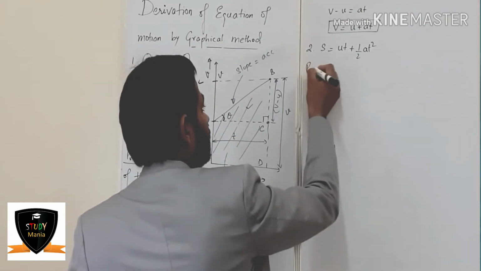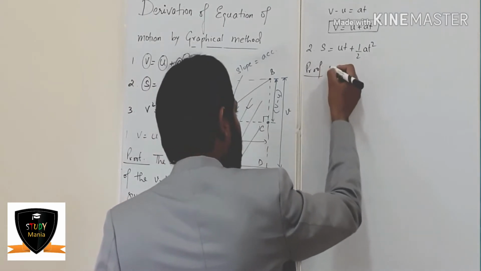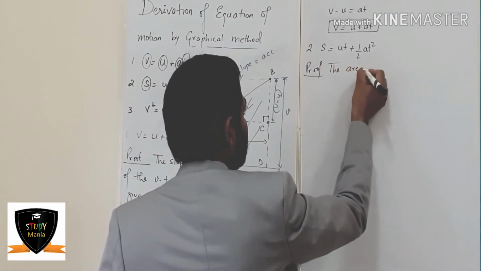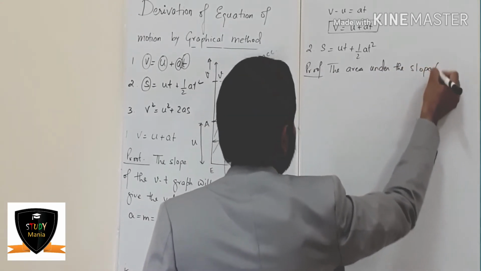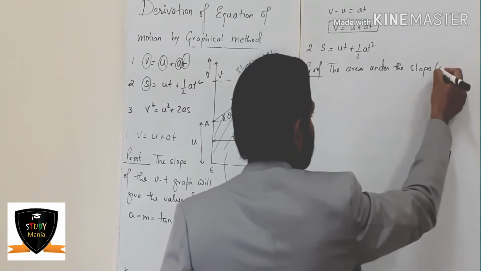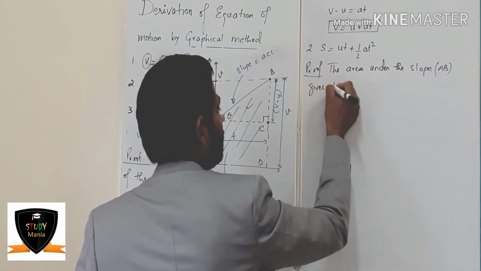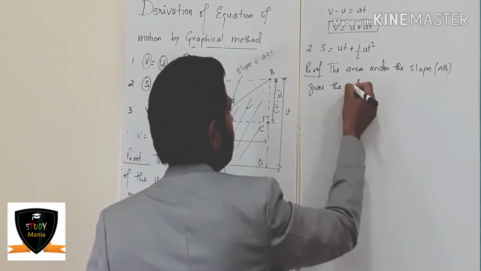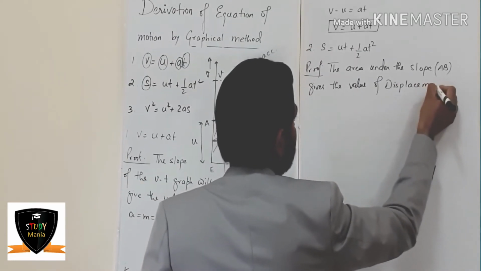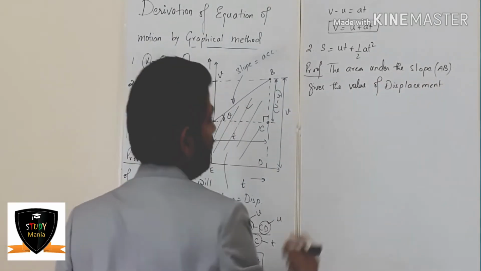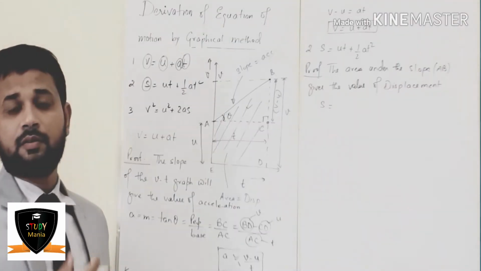Now, the second concept which I have discussed, what? The area under the slope. Which kind of slope is it? AB. Good. The area under the slope AB gives the value of displacement. Good. Let us say if displacement is represented by S, then how can you calculate the value of displacement with the area?